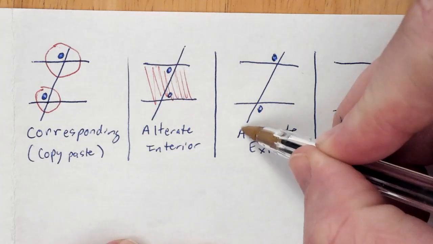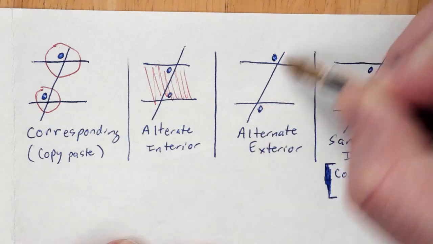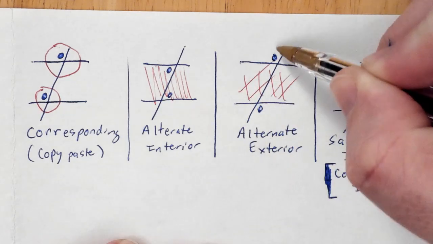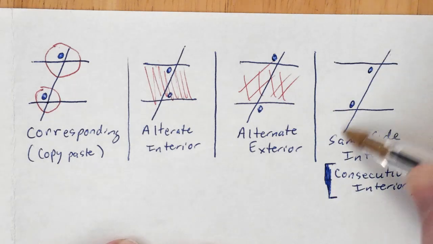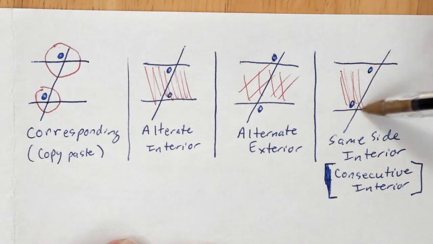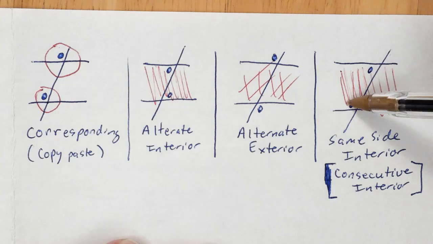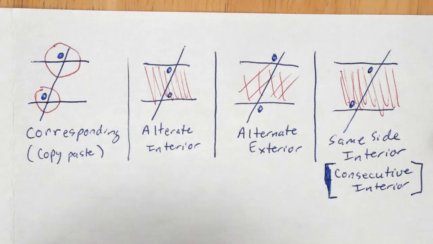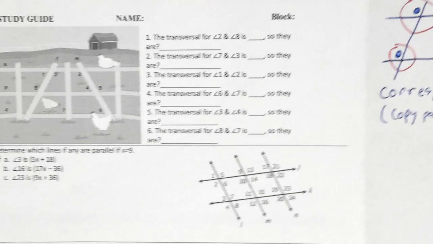All right, so alternate exterior angles are on alternate sides of the transversal, and they are outside the parallel lines. And with this one, they're on the same side, and they're both interior angles. So this is interior, that's interior. They're on the same side of the train track, so that's same side interior, or a better name for that is consecutive interior.